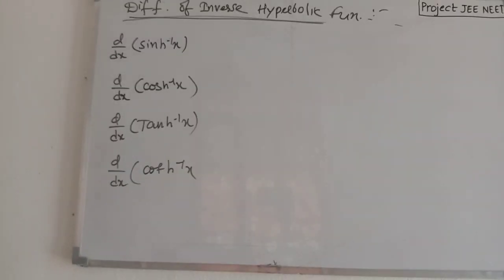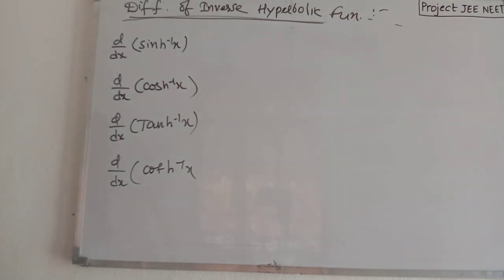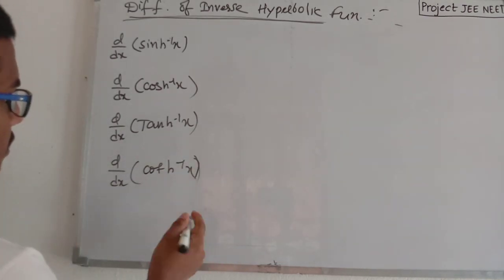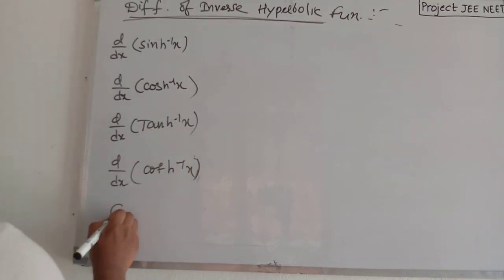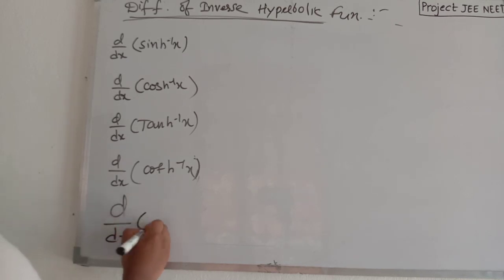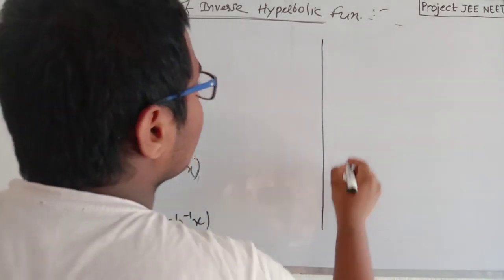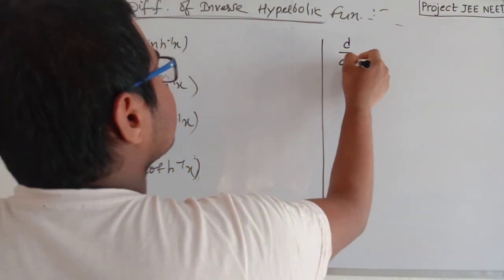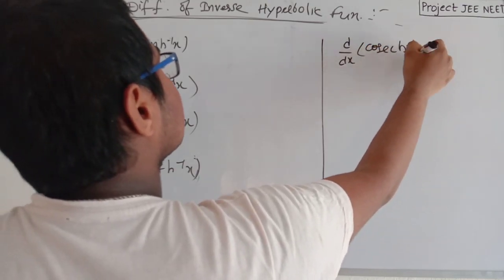Wait a minute, I'll come. I actually got a doubt whether these upper headings are visible or not, so I checked them, and they are okay. And now, let's discuss d by dx of secant h inverse x, then d by dx of cosecant h inverse x.